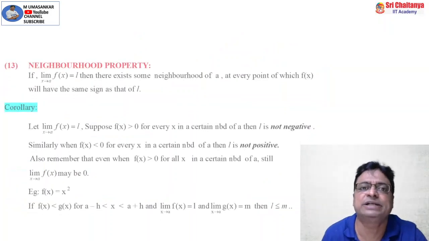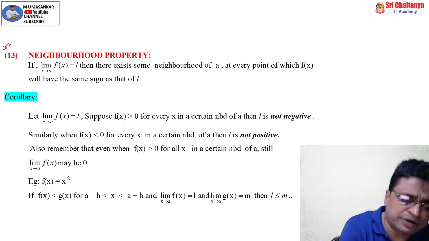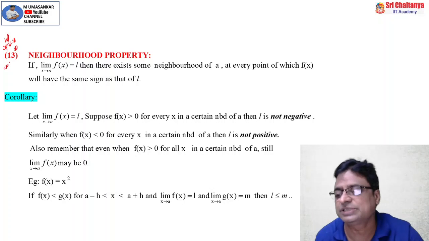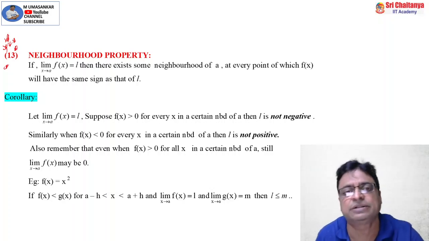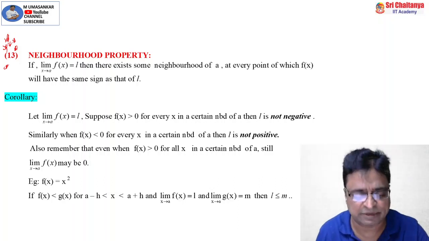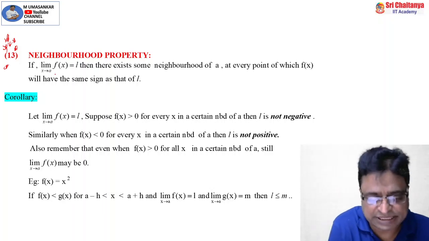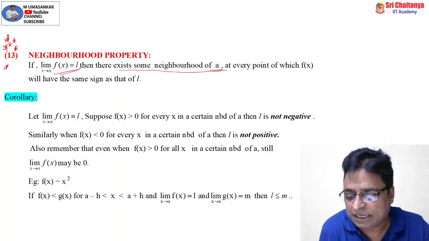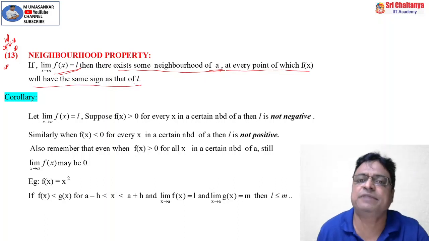Now coming to, my friends, the neighborhood property. Again, problems were repeated in JEE Advanced examination. Actually, nobody knows this property. Even in your regular textbooks, they never concentrate on this kind of property. This is a very, very useful property. Listen to the statement very carefully and read it properly. If the limit of the function f of x is L, then there exists some neighborhood of a at every point of which f of x will have the same sign as that of L.